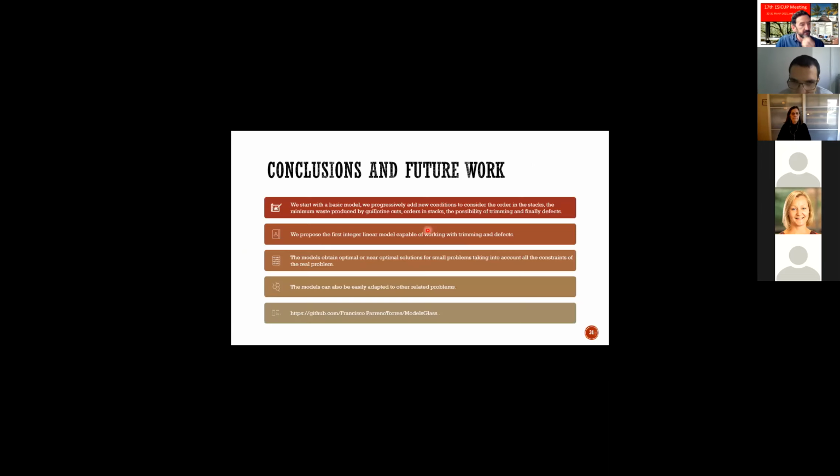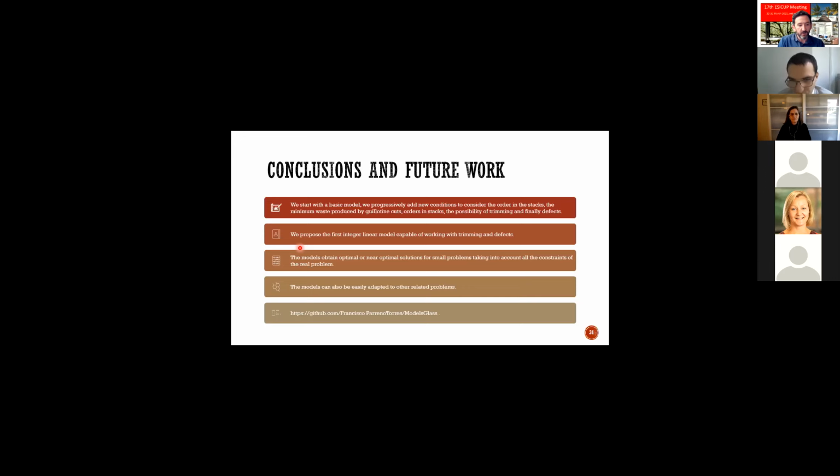Okay, finally, the conclusions and the future work. We start with a basic model, thinking about integer linear models, and we progressively add new conditions to consider the order in the stack, the minimum waste produced by guillotine cuts, the possibility of trimming, and finally defects. We propose the first integer linear model capable of working with trimming and defects.